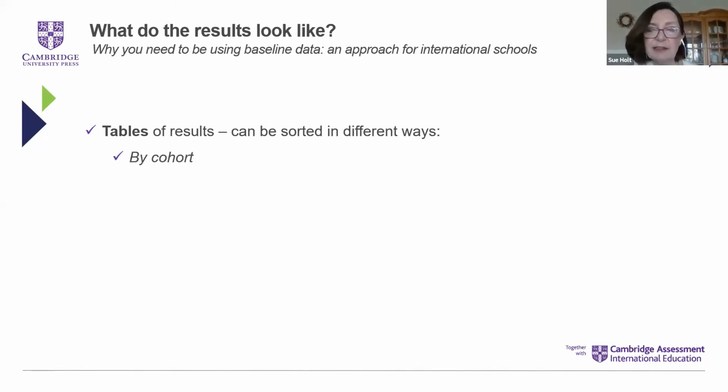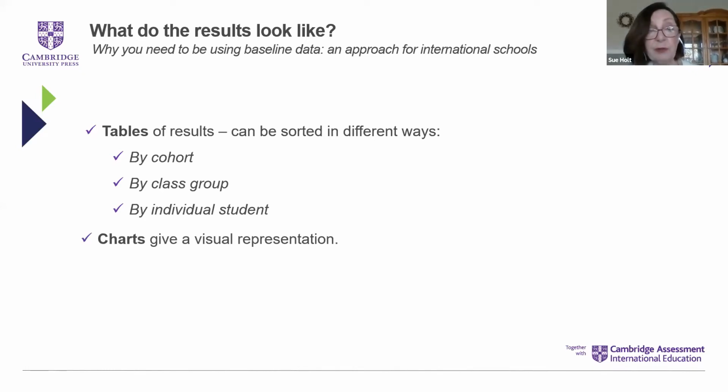But you can sort the results yourself and you can do it by cohort. You can have the results of the whole year group, the whole cohort. Or you can sort them by class group so you know just the individuals in your own class. And of course, you can do it by individual student. And that's very important if you're really going to personalize the learning for that individual student. And of course, we also get charts, which I particularly like because they give a visual representation of the data so you can see at a glance where you are.